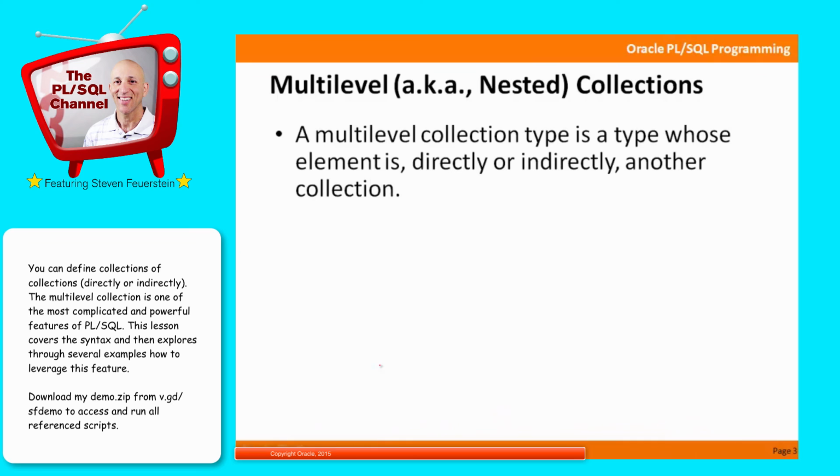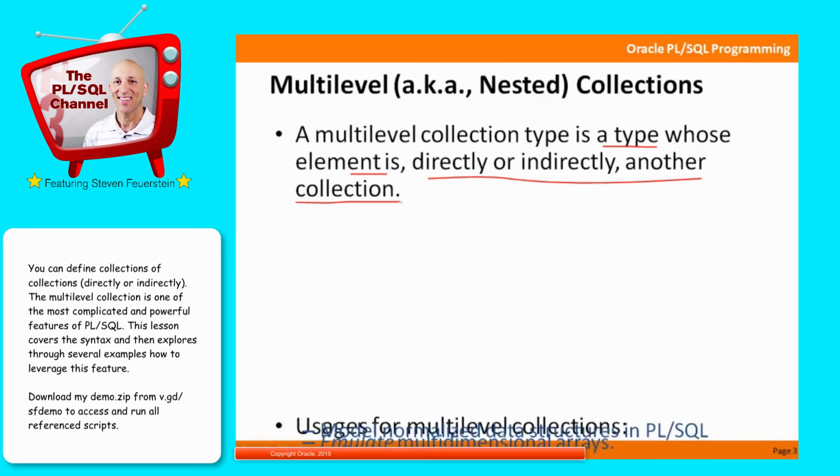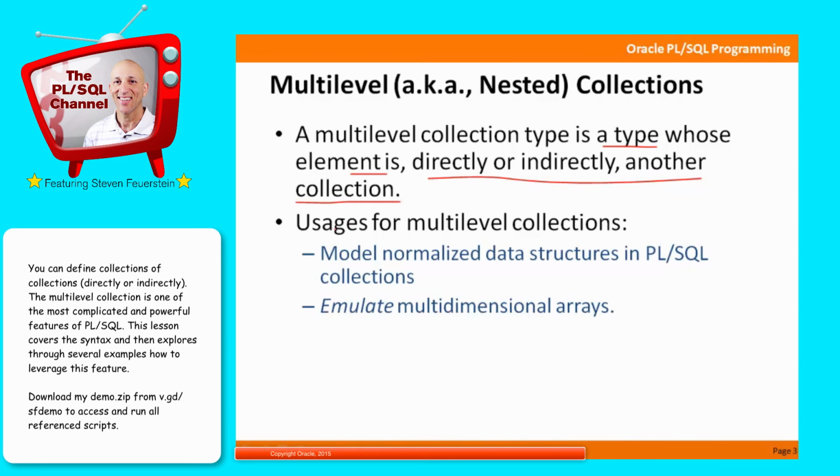Well, first of all, a multi-level collection type is a type of array structure or collection whose element, that is, the value that sits inside each of its different rows, is directly or indirectly another collection. So I might have a collection of collections. I might have a collection of records, each record contains a collection, and so on. Multi-level collections can be of any type: nested table, V-arrays, or associative arrays. And there are lots of different ways to utilize multi-level collections.